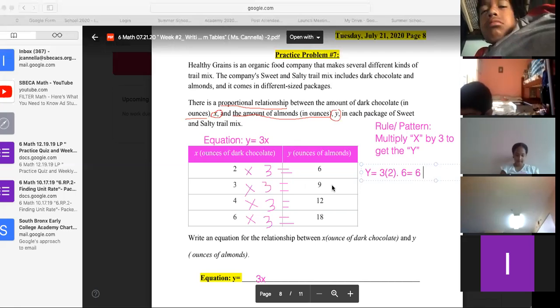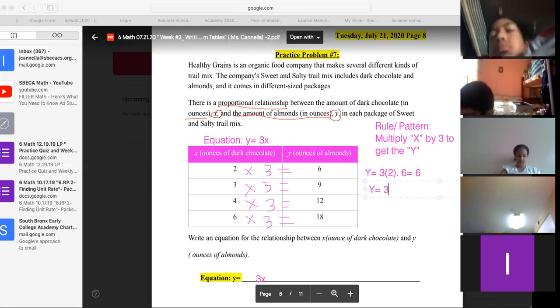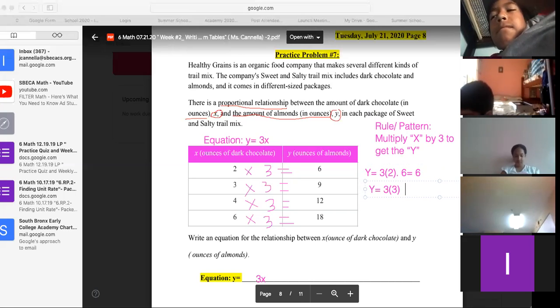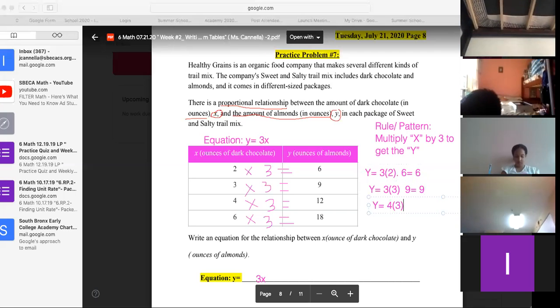So 3 times 3 is what, Taris? 9. Okay, let me just write that down. y equals 3 times 3, which is 9. Is that true from the table? Yeah. Good. Okay, talk to me about the next one. y equals 4 times 3, which is what? 12. Right, and the last one, kiddo? 6. y equals 6 times 3, which is what? 18. Is that true from the table? Yes.